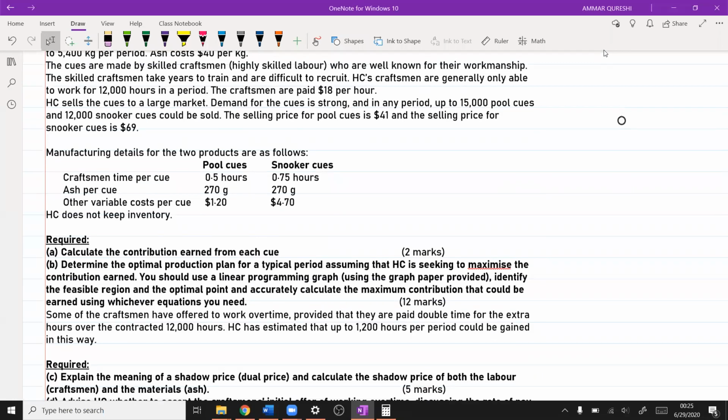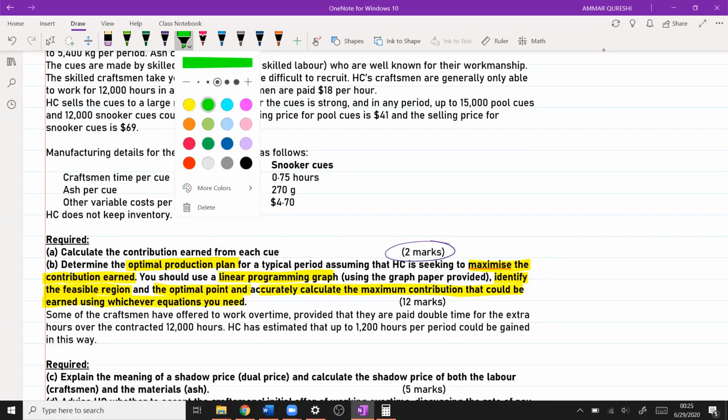The first requirement is to calculate the contribution earned from each cue, so contribution per unit. That is 2 marks. Then determine the optimal production plan for the typical period, assuming that HC seeks to maximize the contribution earned. That means the objective is to maximize the profit. You should use a linear programming graph using the graph paper provided. Identify the feasible region and the optimal point, and accurately calculate the maximum contribution that could be earned using whichever equation you need.